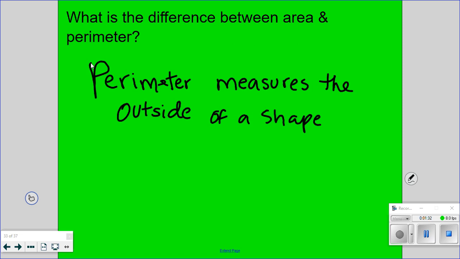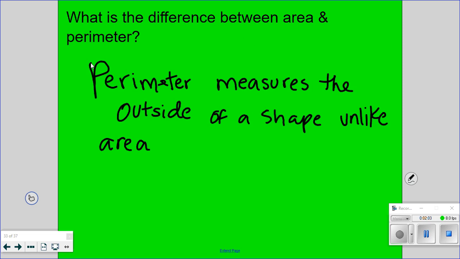I need a contrast word. What could be a contrast word? Because I'm telling how they're different. Shelby? So am I going to say perimeter measures the outside of a shape unlike? Maybe. Unlike area. Area. I like that. What does area measure? I already know it does not measure the outside of the shape. So what does it measure, Harper?